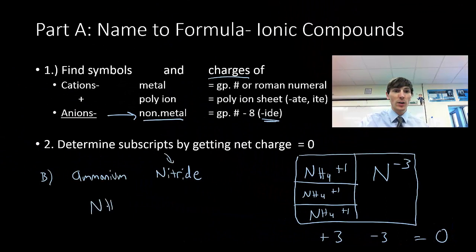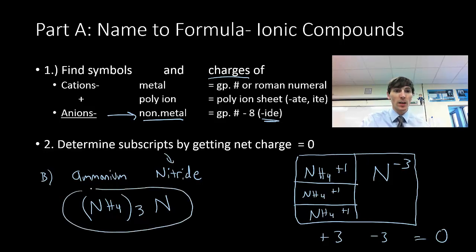So NH4, I'm going to put this in parentheses. Whenever I have more than one polyatomic ion, it needs to be in parentheses. I had 3 of them, and I had 1 nitrogen. Now nitrogen I do not need to put in parentheses. I do not need to put a 1 because there's only 1. Ammonium nitride. Now I'm going to show you a really fast shortcut.